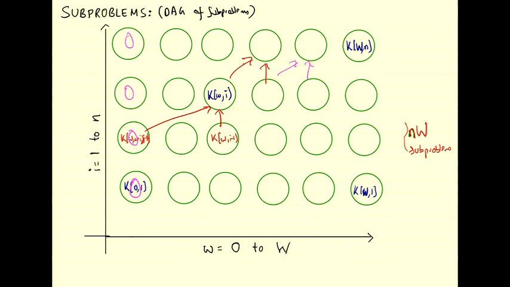But let's just follow the simplest order. I'm just going to calculate the values in the first row, then the second row, then the third row, and so on, until I reach K of W, n. I'm going to calculate values in this order. So now we can just write the code for the problem.